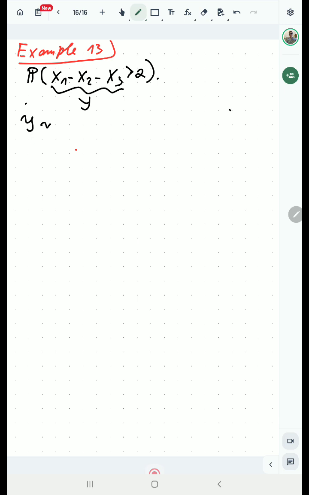Y, we know that given that you have a normal distribution for all of these three guys, according to an important theorem, a linear combination of normal variables is still normal. So we know that this is normal, but we don't know what its mean and variance are, right? Y is defined to be x1 minus x2 minus x3.